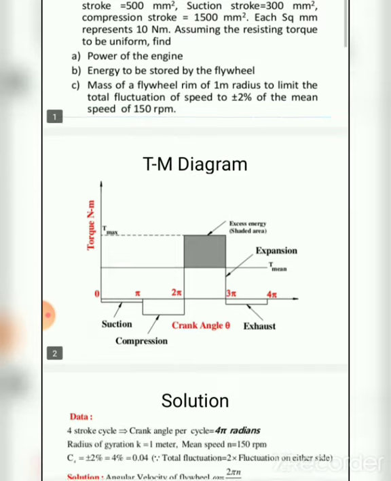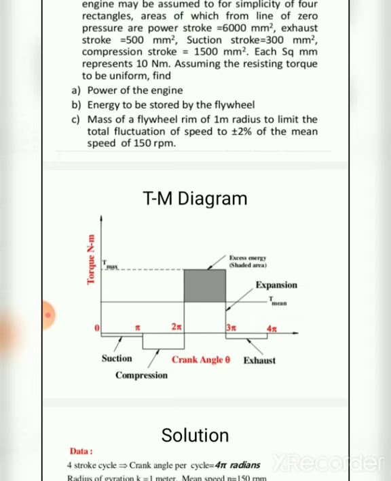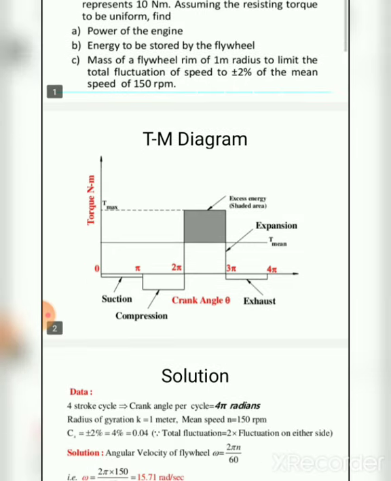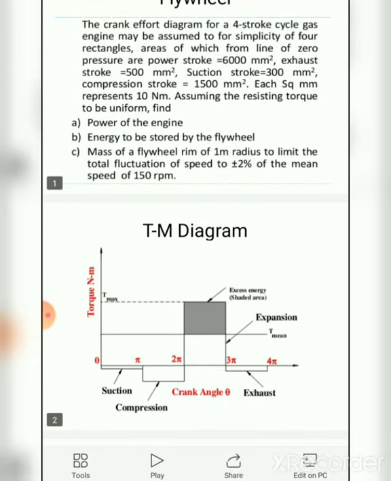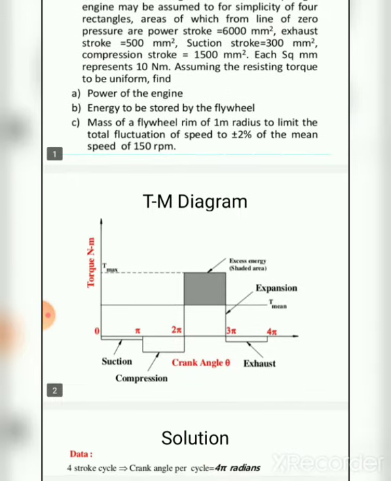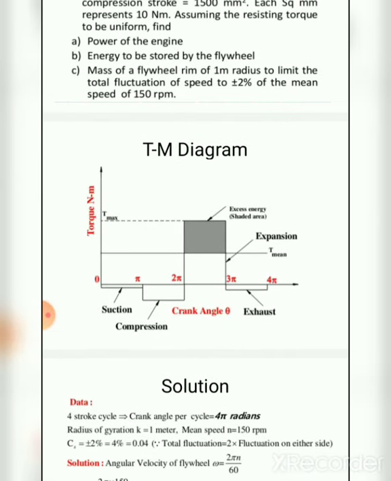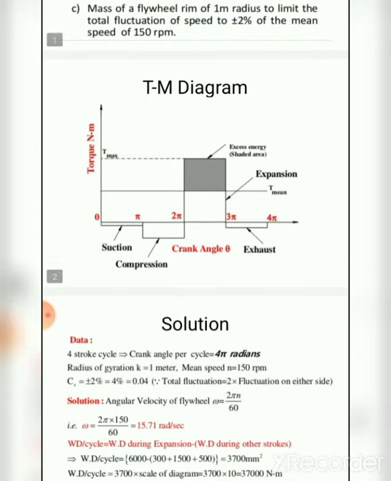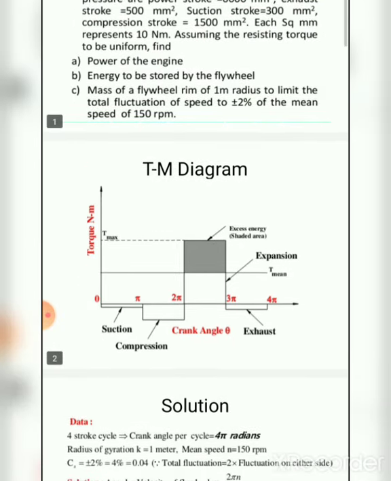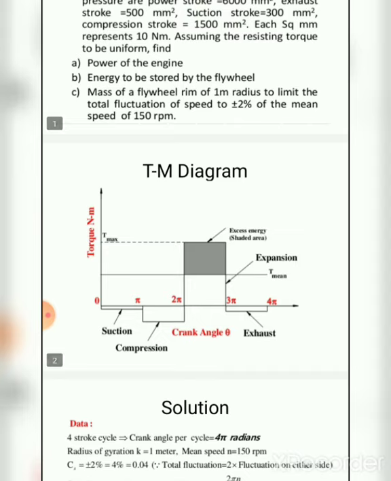Now, how to draw the turning moment diagram? Obviously it is given in the statement that there are 4 simple rectangles and their areas are given to you. So how do we draw the turning moment diagram of this type of example? First we are going to draw the turning moment diagram of the given statement.